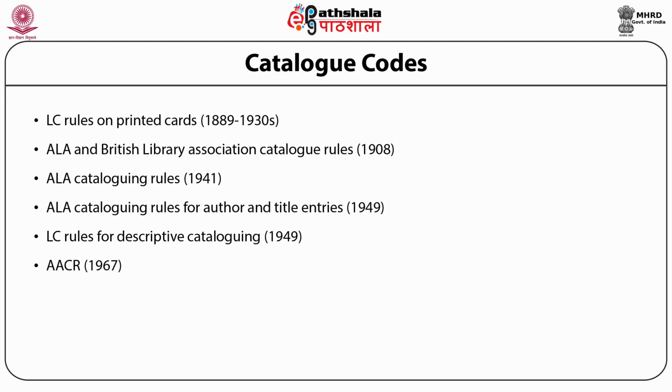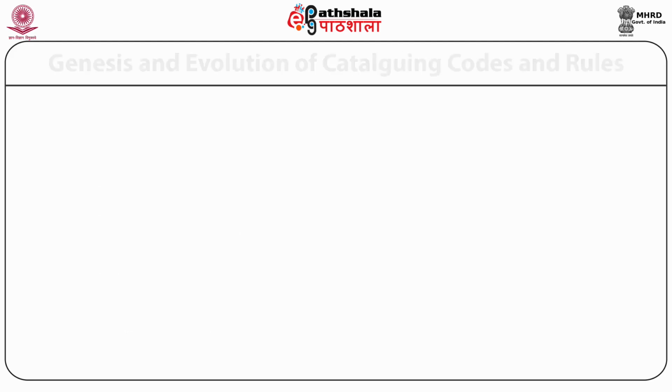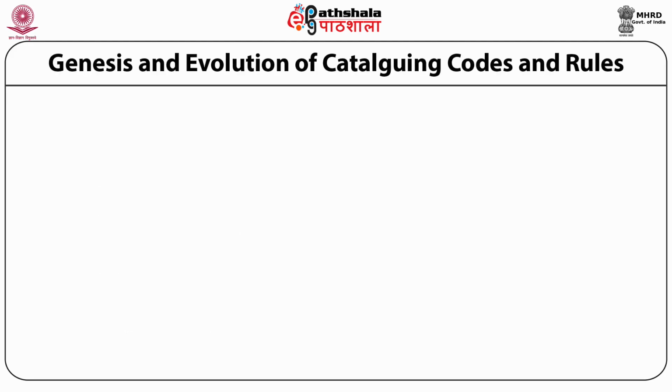This was revised and it's referred to as AACR2. It was in 1978. Then the AACR2 revised second edition came out, which is referred to as AACR2R98, and the last one we have here is the AACR2R2002, that is revised in 2002. Genesis and evolution of cataloging codes and rules.